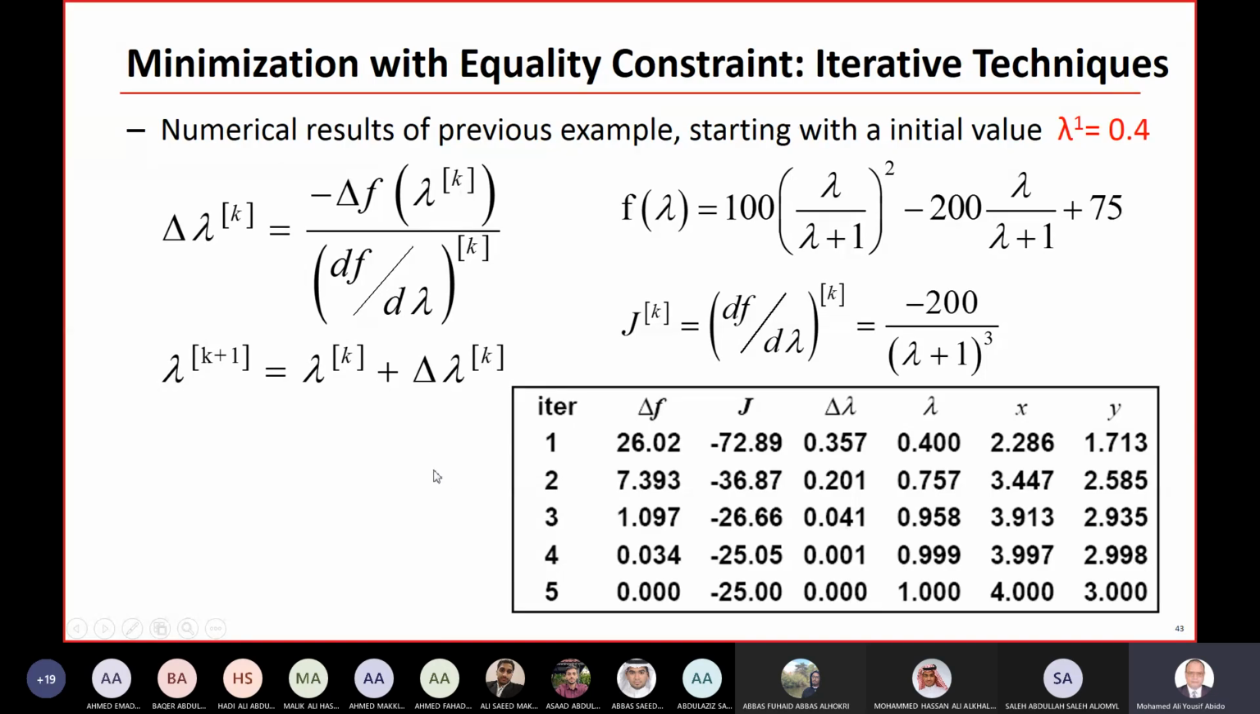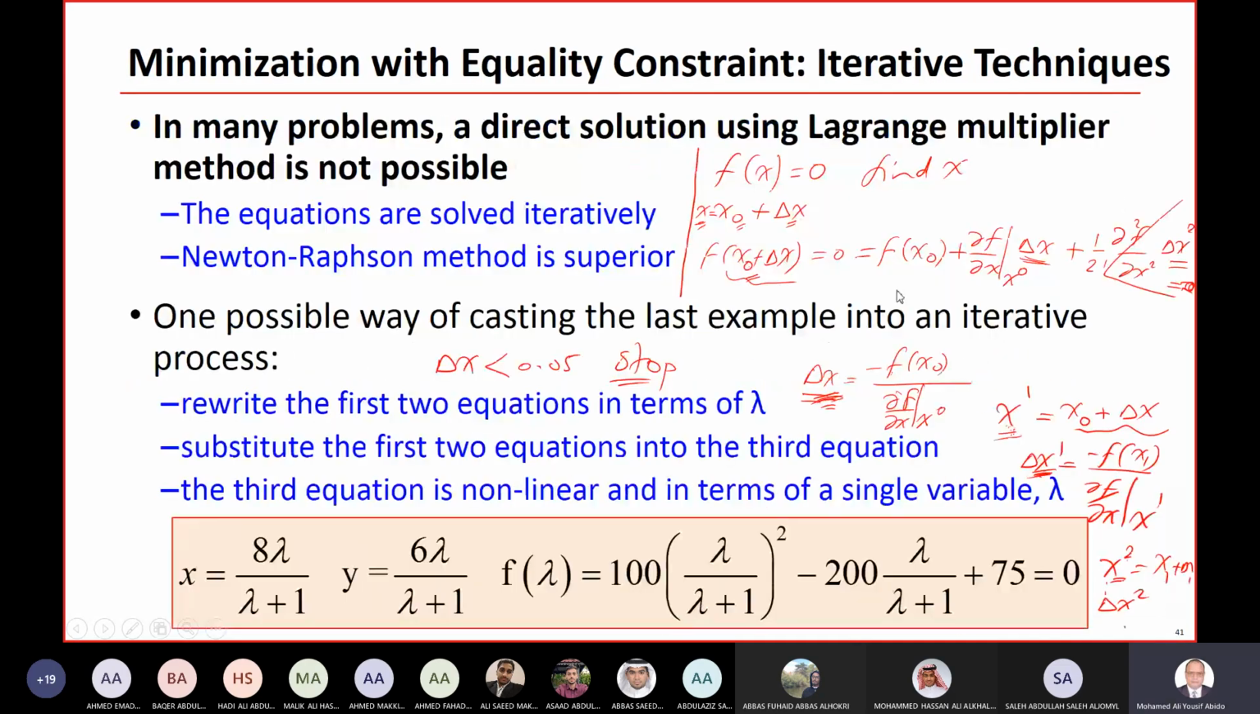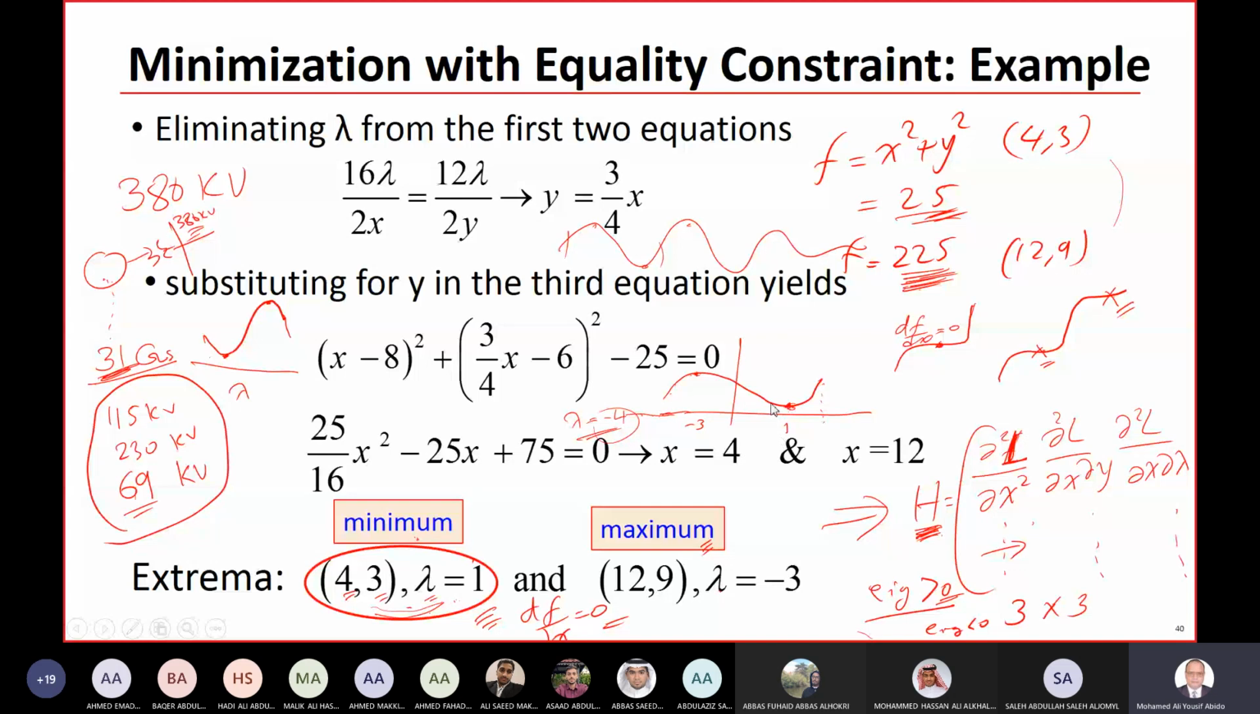So you can of course start with lambda equal to 0.4, for example. Let us start with the initial value lambda equal to 0.4. For that specific problem, if you start with 0.4, most likely you will end up with lambda equal to 1 as the best solution, because you start very near to it. Am I right?